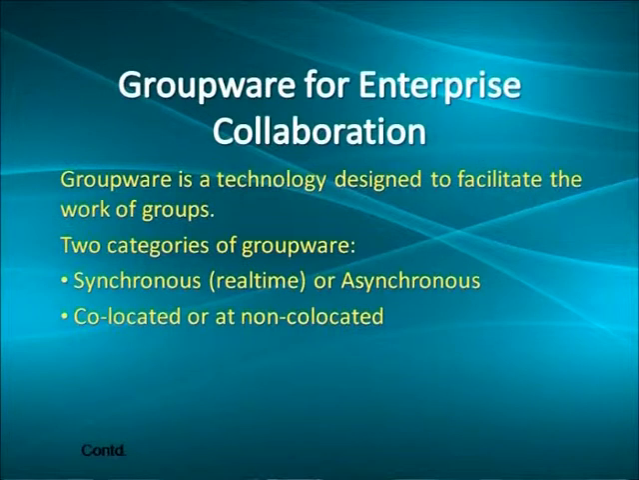So moving further, the software that is used for enterprise collaboration is called groupware. Groupware is a technology designed to facilitate the work of groups. There are two categories of groupware: synchronous and asynchronous. Synchronous means real time, that means two persons are simultaneously doing something and they can monitor each other.